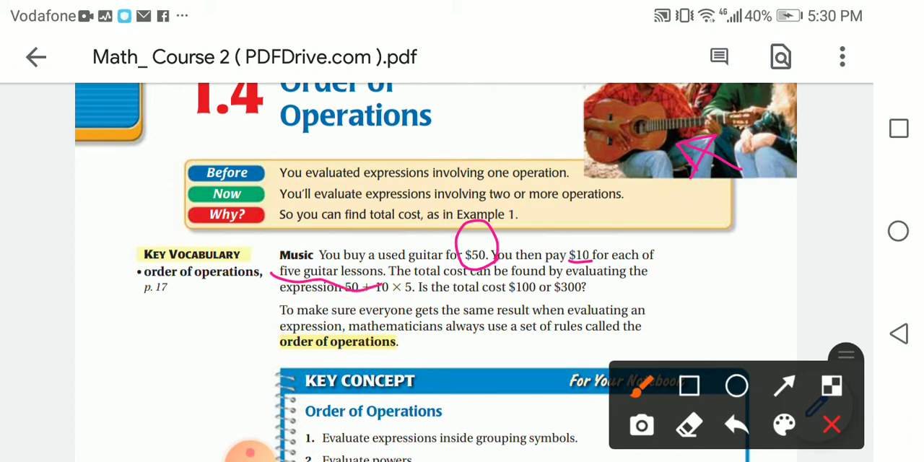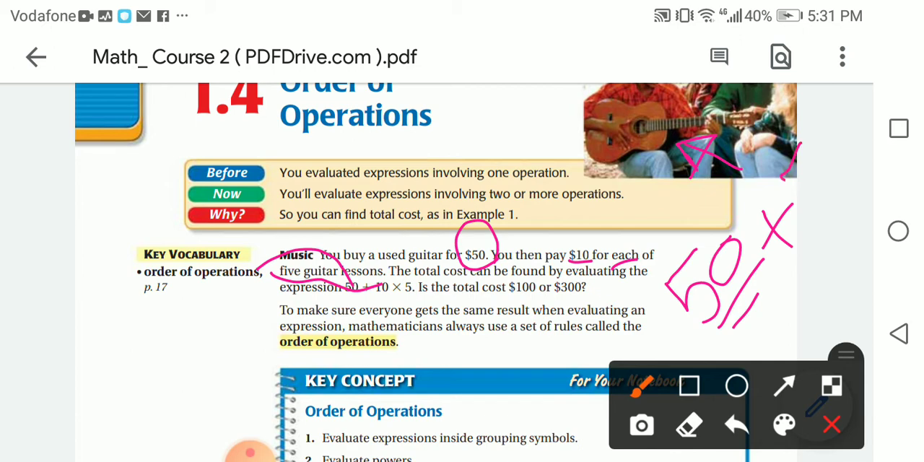This is important. Of for what? For each. So what amount of money did I pay here? 50, the cost of what? The cost of the guitar. 50, the cost of the guitar, plus each time I train, each lesson is $10. How many lessons do I take here for the guitar lessons? How many? 5 guitar lessons. Okay, see here, 5 guitar lessons.